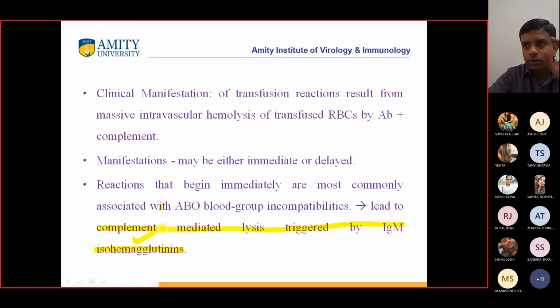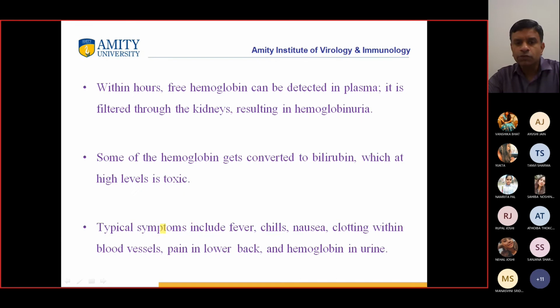that C8 can create a pore in RBCs, right? So sometimes you don't even need the MAC, because even up to C8 it creates a pore of 10 angstrom, and that is good enough to lyse an RBC, right? So within hours, what happens? Your RBC is lysed, your blood cell is lysed.